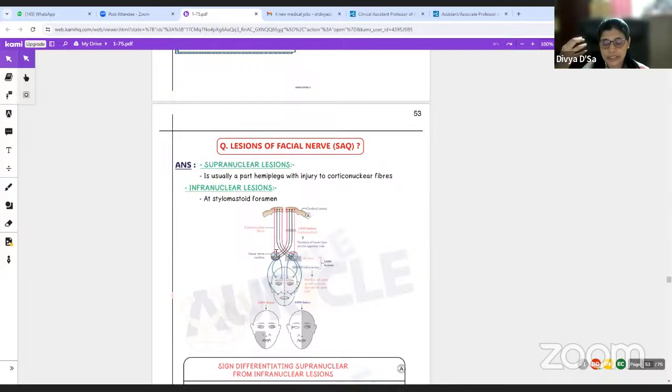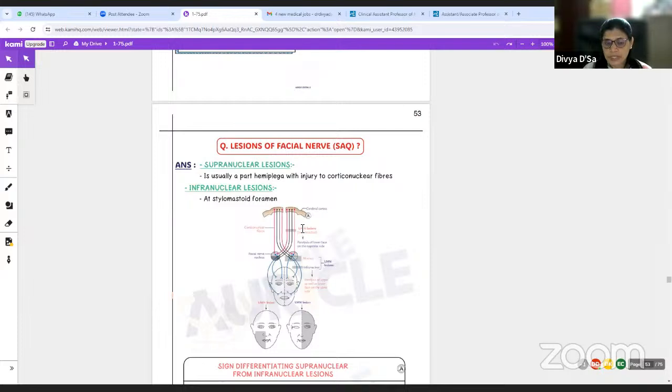supplying motor, the highest motor center is in the cerebrum, right? So from there begins the corticonuclear tract. So corticonuclear tracts come to the nucleus of the facial nerve. Okay, so when these fibers come to the facial nerve nucleus, we call them the supranuclear fibers. And from this nucleus the fibers begin, that forms the facial nerve, and then it will supply the face. Okay, so that is the main pathway.